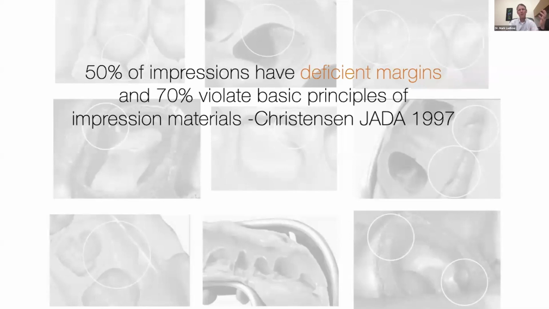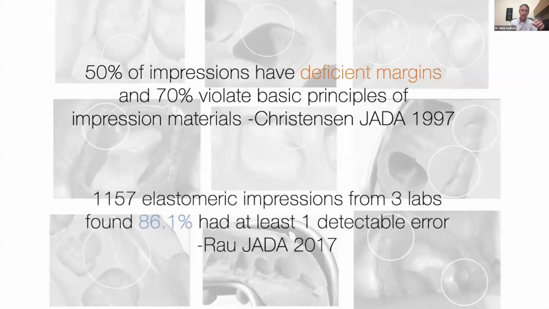And you look at that and you go, well, come on, man. That was 1997. A lot has changed. We've changed. Our materials have changed. Everything's different. But what I find very interesting is when one of my colleagues, Clayton Rao, did his study, he basically did the exact same study just 20 years later. He looked at about 1,200 impressions from 3 different labs and found that 86% of them had at least one detectable error, and 70% of those were critical errors.